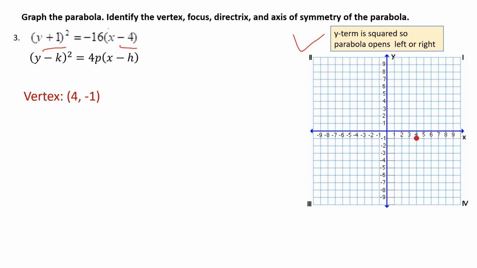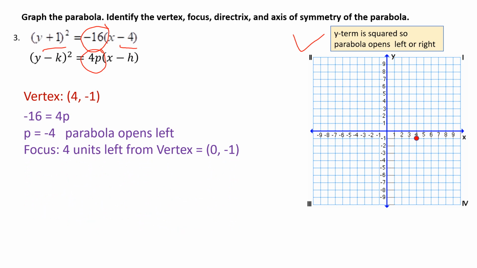Now, this number right here represents 4P. It's important to solve for P because we want to determine if the parabola opens left or right. So 4P is -16. That means P is -4, which indicates that the parabola opens to the left. Now, once I know that the parabola opens to the left, I can determine the coordinates of the focus.